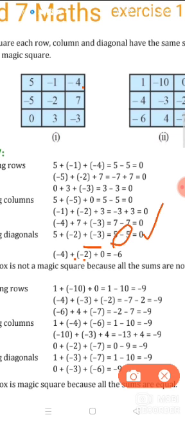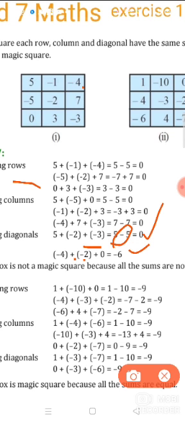So -4 minus -2 becomes 6 and -6. -6 plus 0 becomes -6. Okay friends, while adding all the rows we are getting the same answer, and while adding all the columns we are getting the same answer.